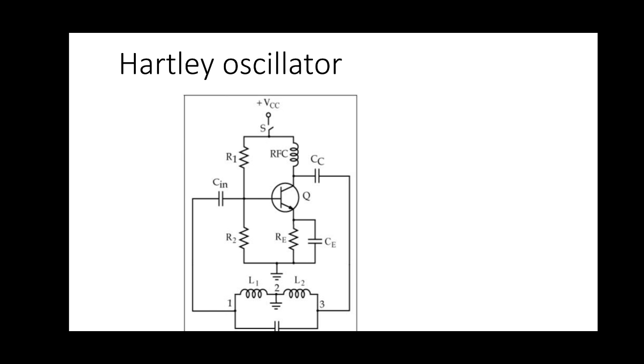CC is a coupling capacitor used to block the DC signal and allow only the AC signal.